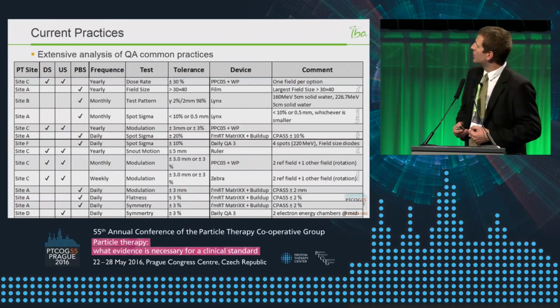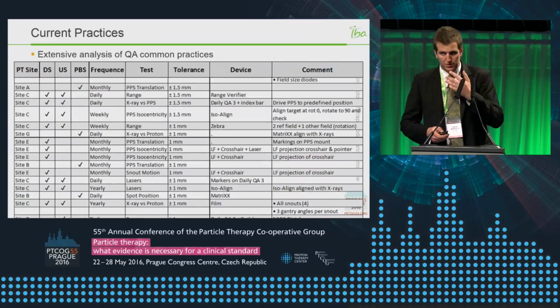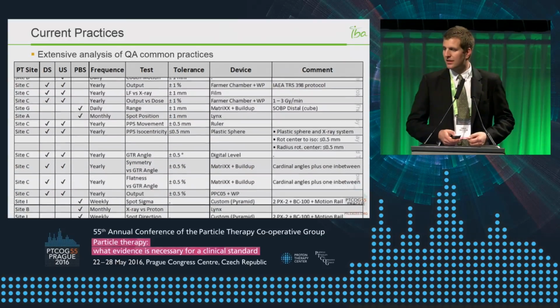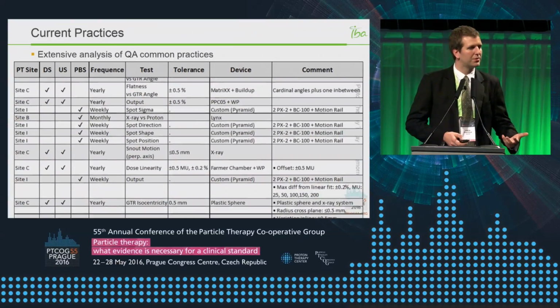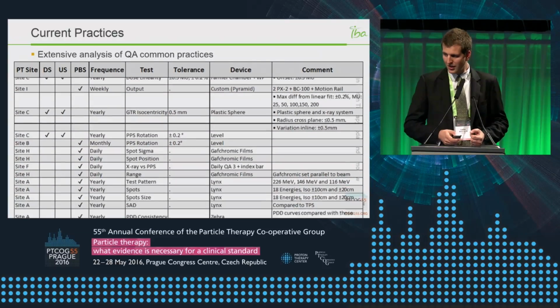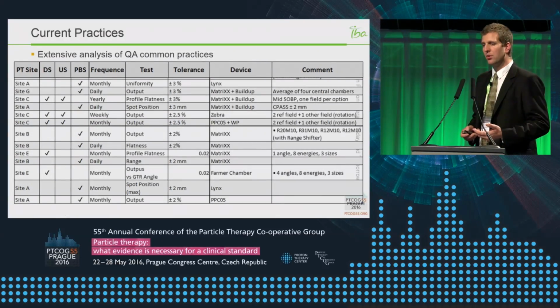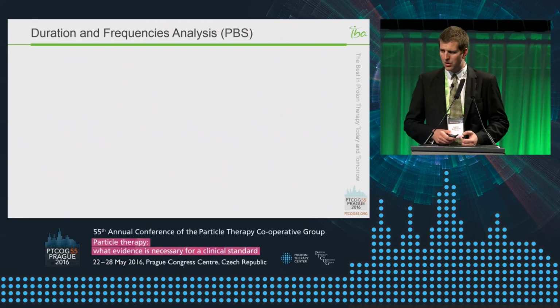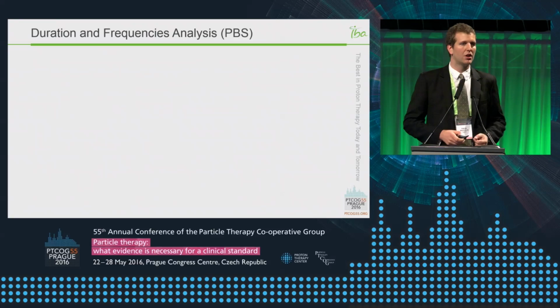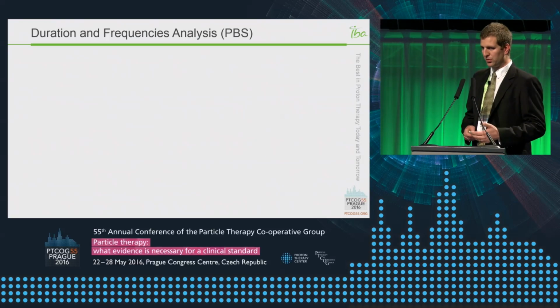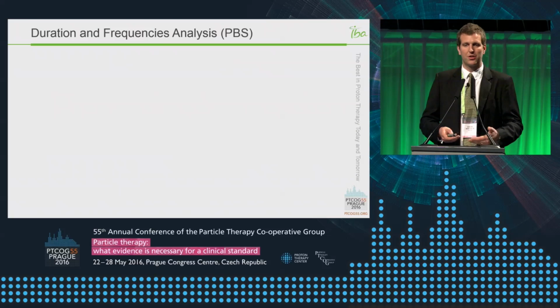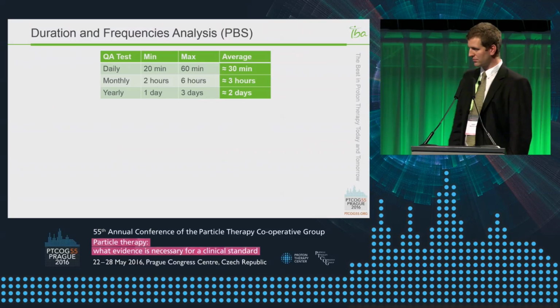First, we start looking at all of the current practices that were done on the PT site. We analyzed a ton of data, looking at the frequencies, looking at the tests, at the tolerances, at the devices that were used. Once we built that table, we start looking at it under different angles. First, we look in terms of duration and frequencies of those QA tests. We decided to focus on PBS, not only because it's extremely important today, but also because we noticed that many customers were struggling the most for their PBS QA.